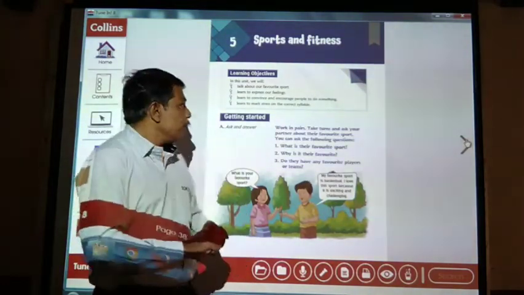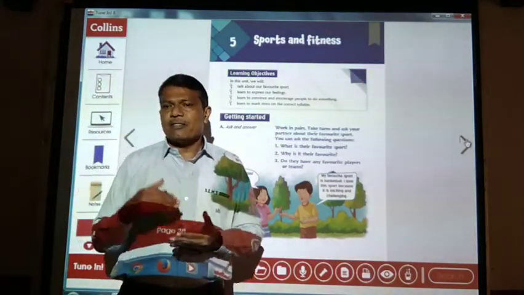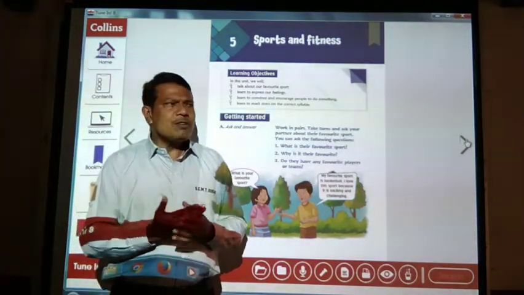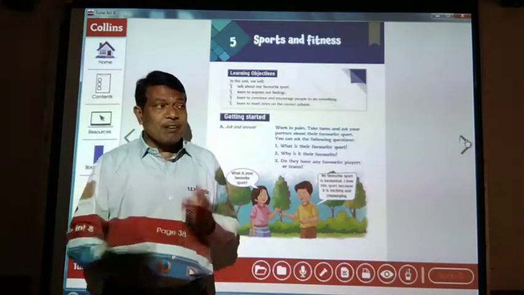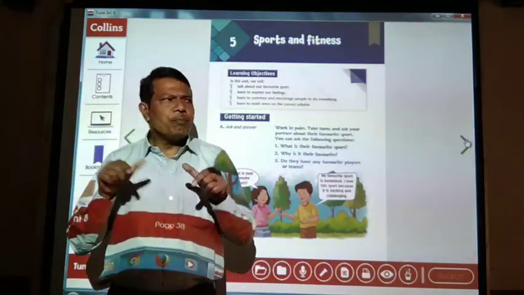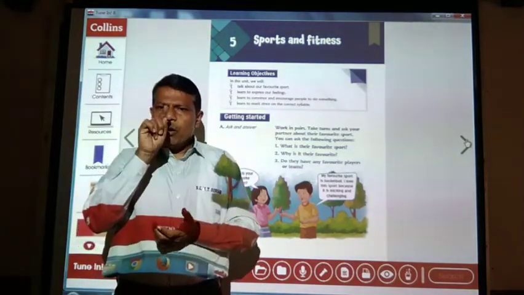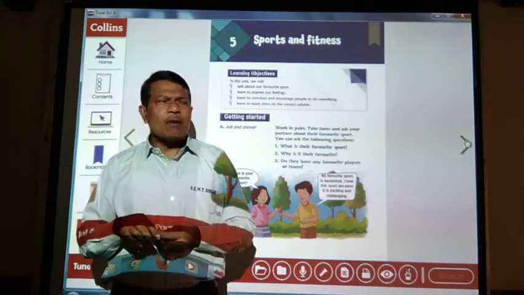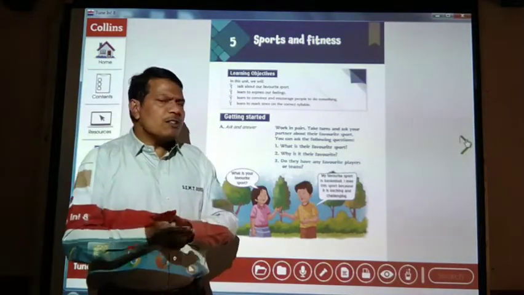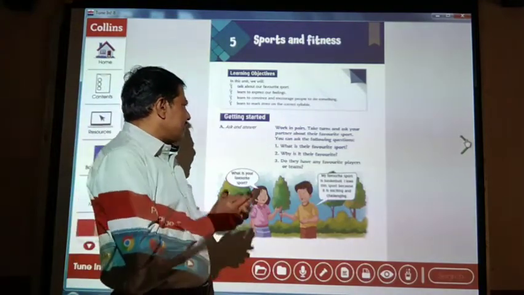Learn to mark stress on the correct syllable. Okay, stress, for example, advertisement. So stress is given. When you open the Oxford dictionary, not the pocket one, the big one, at the beginning they have given a little instruction also. On the word there is a stress, when you have to give the stress, what type of word we have to pronounce, all these types of things are given. Okay? And then getting started, ask and answer.